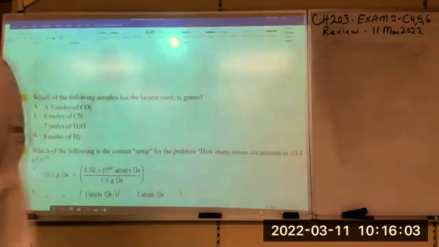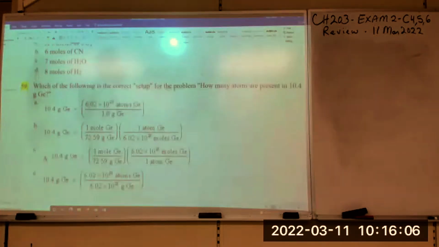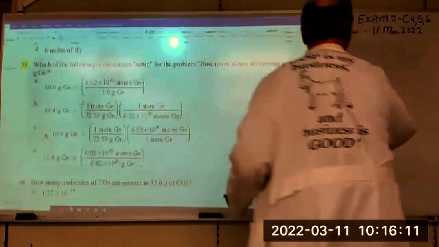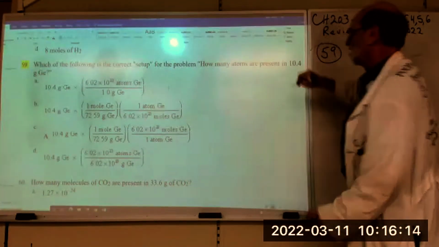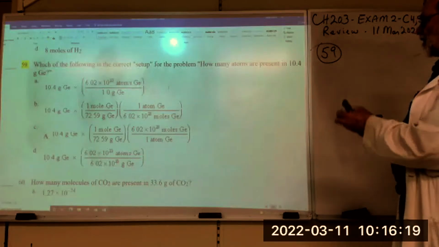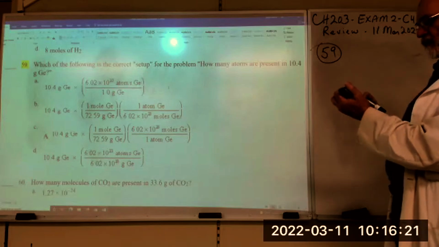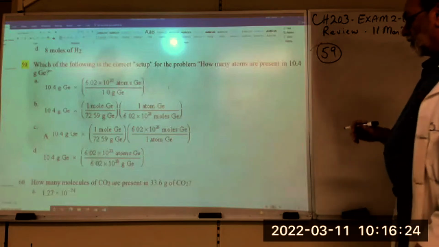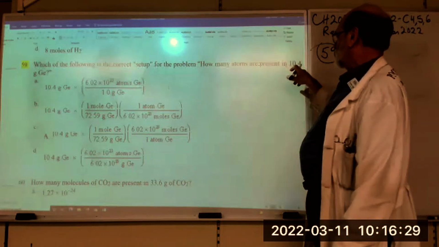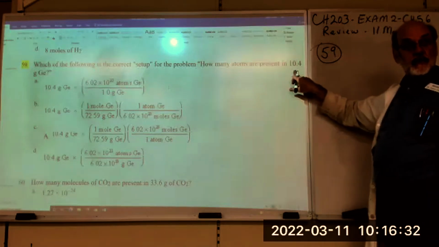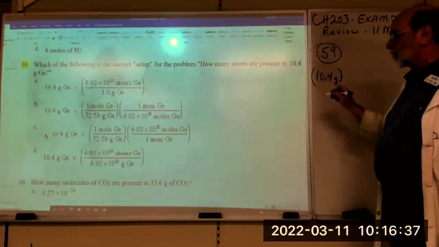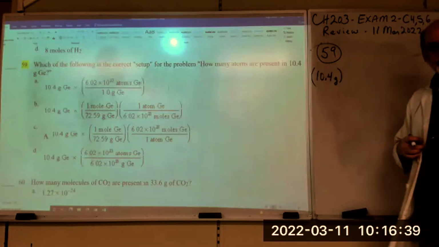59. Let's scroll that a little bit. Yeah, there we go. And which of the following is the correct setup for the problem? How many atoms are present in 10.4 grams of germanium? Where are we starting and where are we headed? How many atoms? 10.4 grams of germanium is where we're starting. 10.4 grams. This is a dimensional analysis.